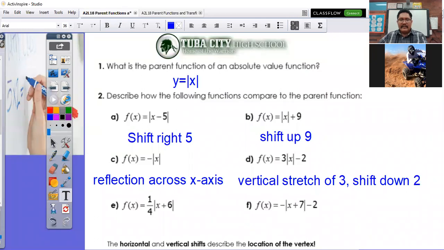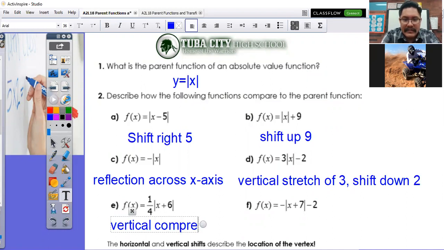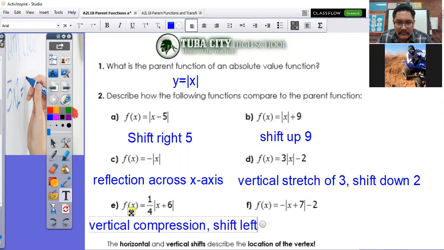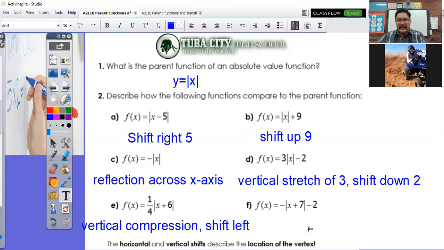Oh, come on. I'm not able, oh, I guess so. I thought I wasn't shifting back to this screen. Anyway, vertical, what we said, compression and, or let me just save some space and say shift left. Okay, that's probably about as best as I can do.